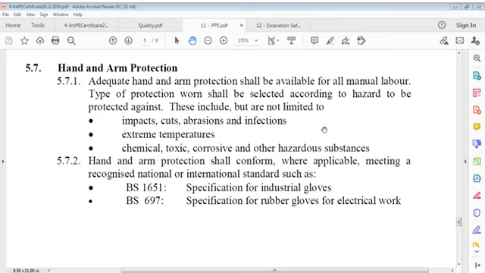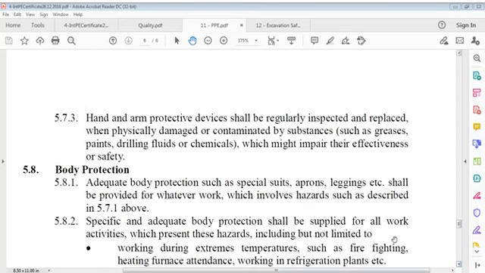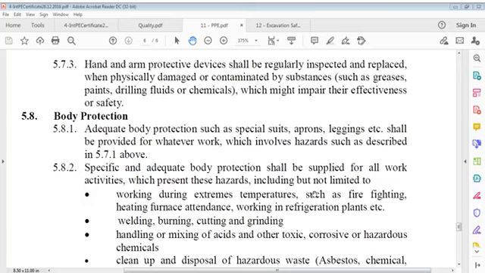Hand and arm protection shall conform, where applicable, to a recognized national or international standard such as specification for industrial gloves BS 1651, specification for rubber gloves for electrical work BS 697. Hand and arm protective devices shall be regularly inspected and replaced when physically damaged or contaminated by substances such as greases, paints, drilling fluids, or chemicals which might impair their effectiveness or safety.